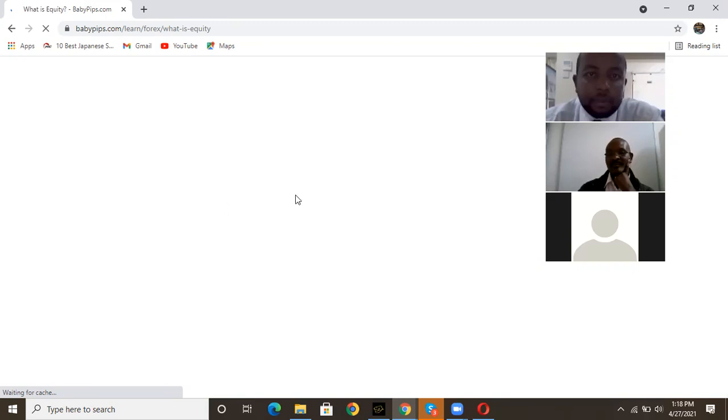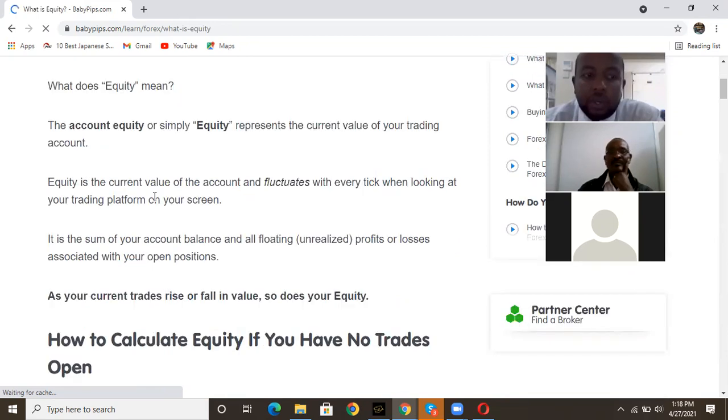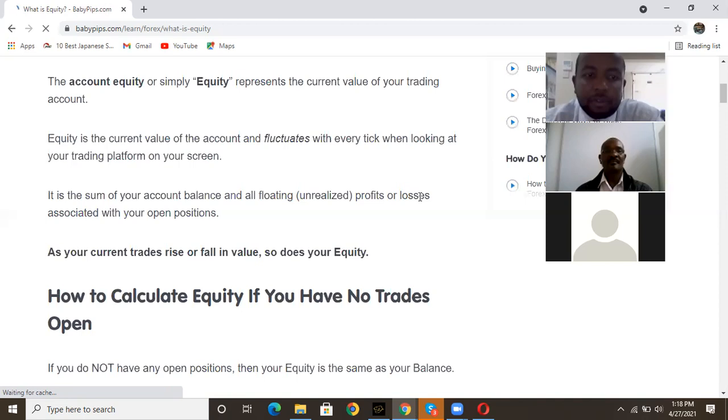Account equity, you see it on your account written as equity. It represents the current value of your trading account. Say you have $500 or $1,000, that's the value. It keeps fluctuating with every tick on your trading platform. It is the sum of your account balance plus the floating, that is unrealized, profits or losses. If you open a position, you will see those numbers moving. If you are in a profit, the equity goes up. If you're in a loss, the equity goes down. As your current trades rise and fall in value, so does your equity.